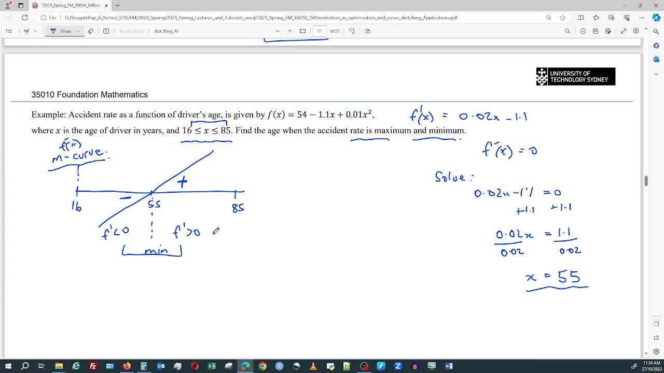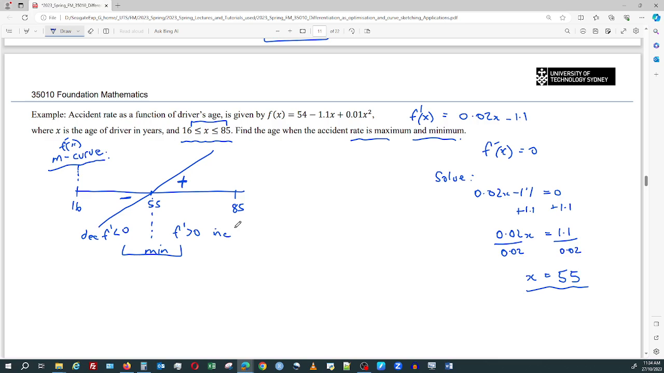Okay, so this is an increasing function. This is a decreasing part of the function. This is the M curve. So it's a little bit confusing, but you need to remember M curves are simply about M, what's happening with M at those values.